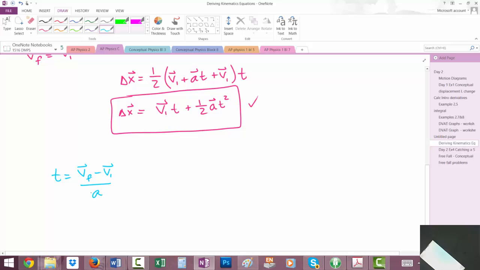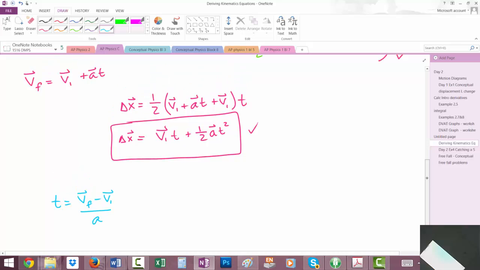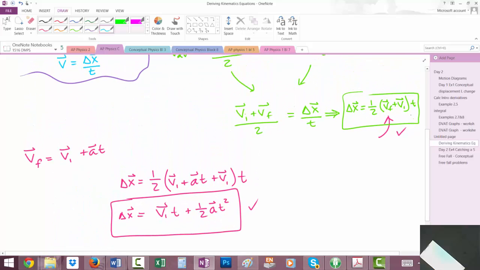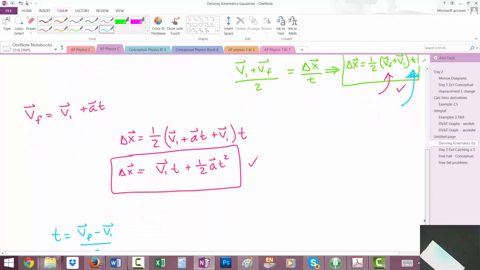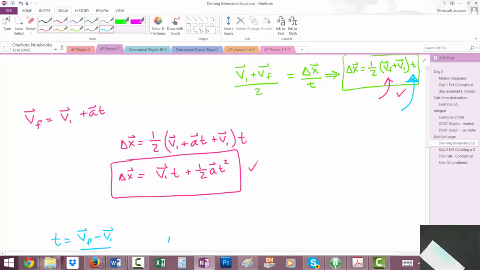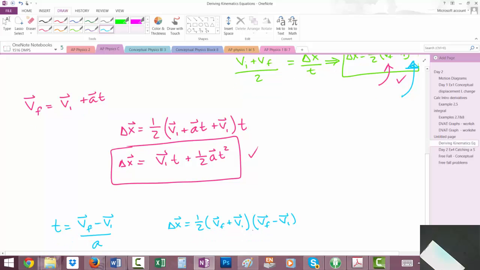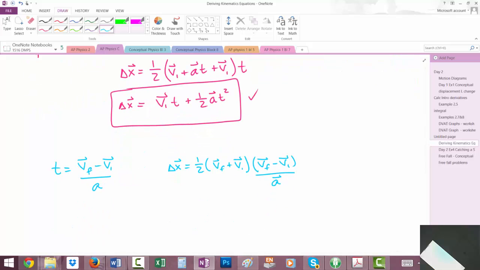Okay? And I'm going to plug that in, let's see, where do I want to put it in? Into this one here again, except I'm going to put it in for the t. So here it comes. So that's going to be delta x equals 1/2 VF plus VI times VF minus VI divided by A. And then, well, that's a huge mess too. But it's a huge mess that's kind of interesting.